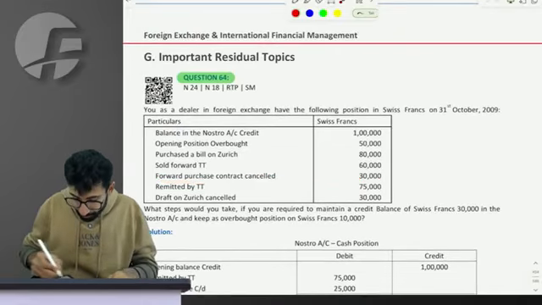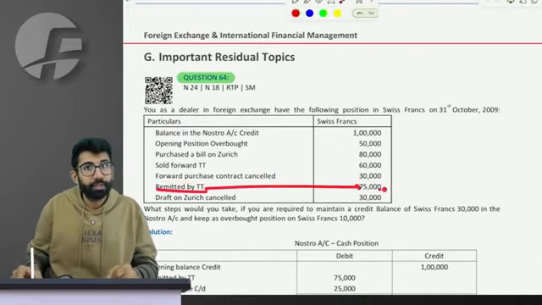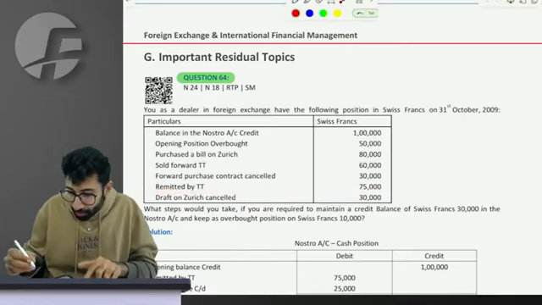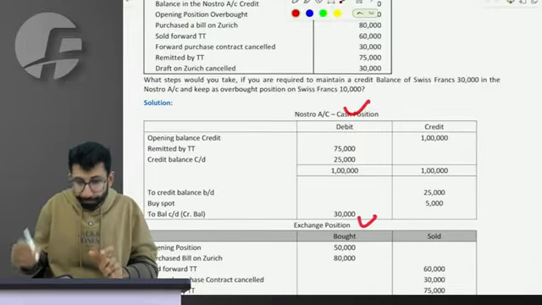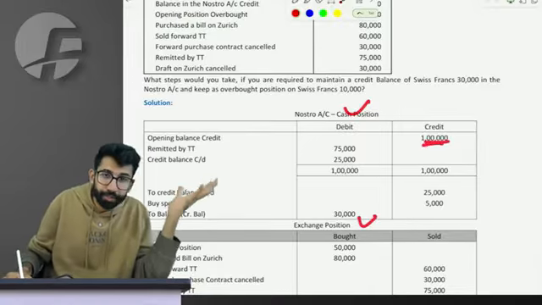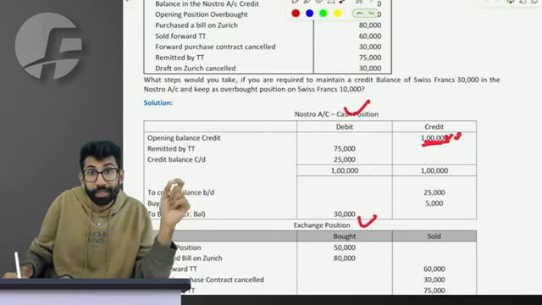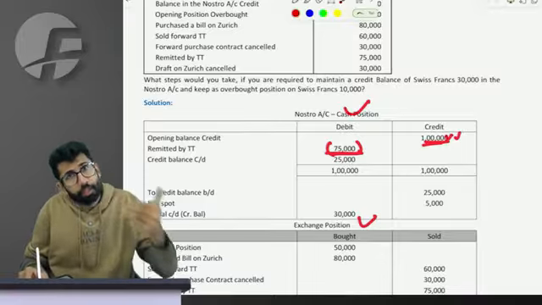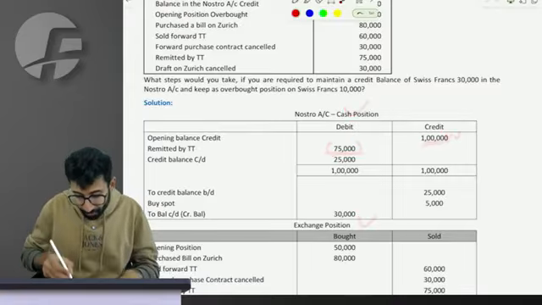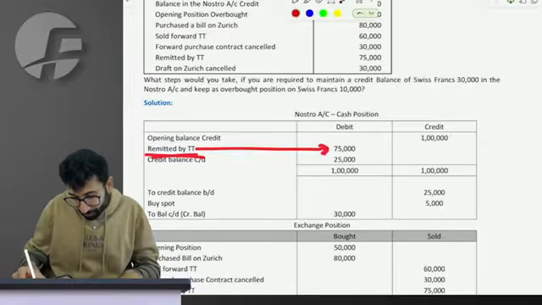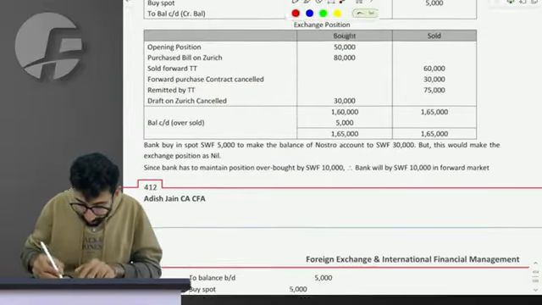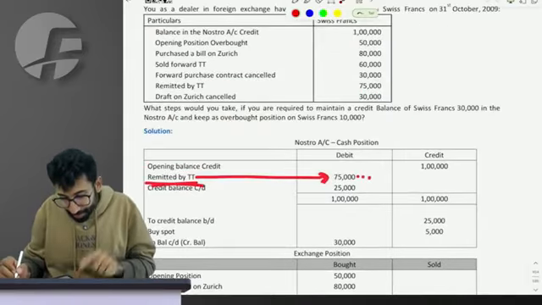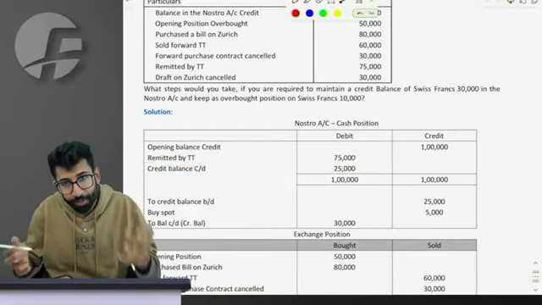That was again easy. Sir, remitted by telegraphic transfer. This is actual remittance, this is actually selling in the spot market, something whose effect will be there in both the accounts. I have my Swiss franc there in the bank, 1 lakh Swiss franc. Out of that 1 lakh, I sold in the spot market to someone 75,000 Swiss franc. So that is remitted by telegraphic transfer, 75 gone, and the same amount is also recorded in the sold side. Are you understanding? A spot market transaction getting recorded in both the accounts.